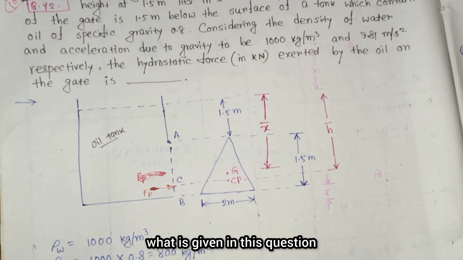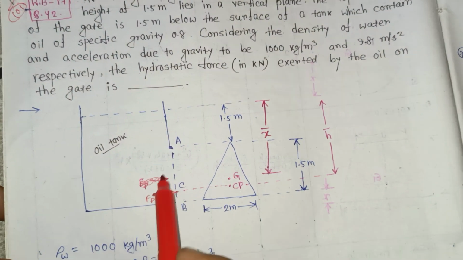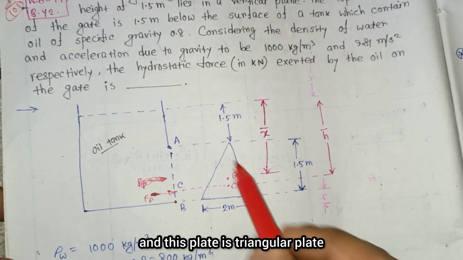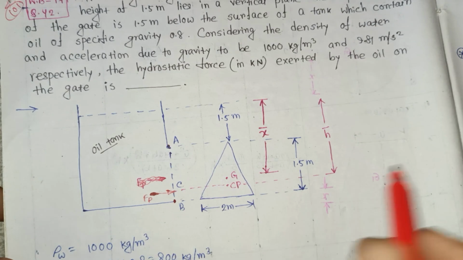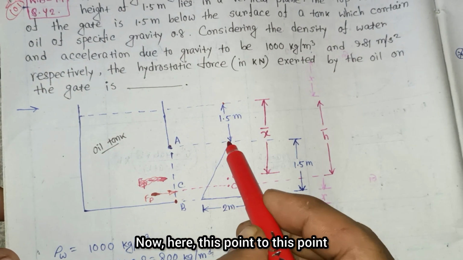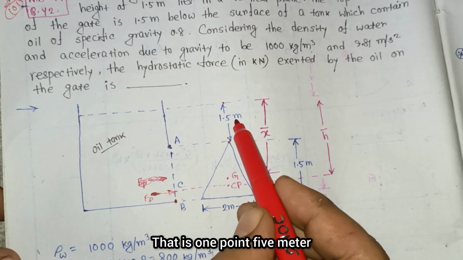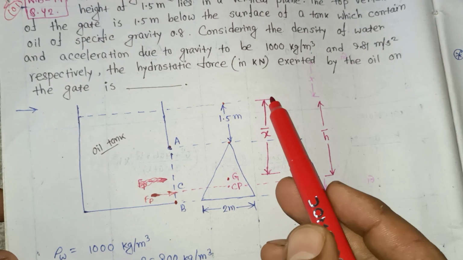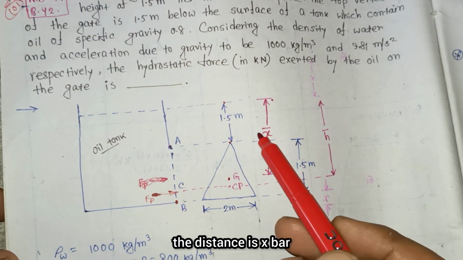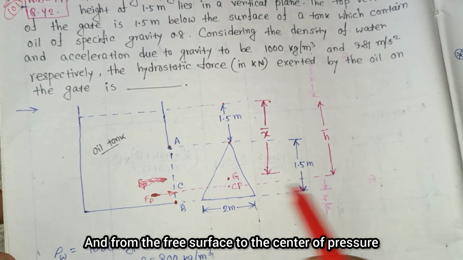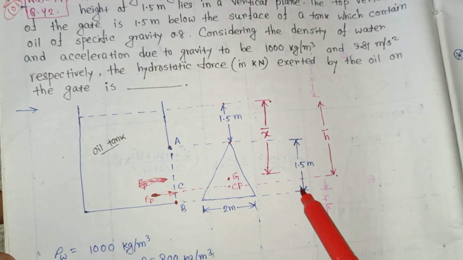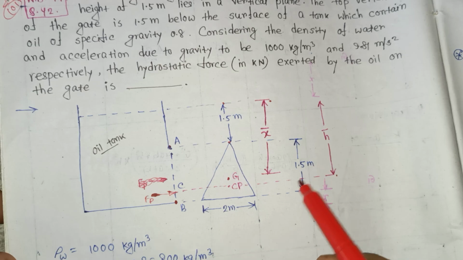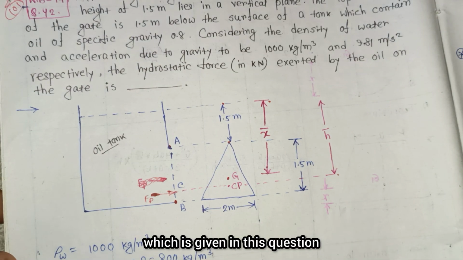So now focus on this, what is given in this question. Here there is an oil tank, and from A to B there is a plate, and this plate is a triangular plate. Now from this point to this point the height is given, that is 1.5 meter, and consider there is a G, center of gravity, and this is the center of pressure. From the free surface to the center of gravity, the distance is x bar, and from the free surface to the center of pressure, the distance is h bar. The height of the triangle is given, that is 1.5 meter, and the base is 2 meter, which is given in this question.